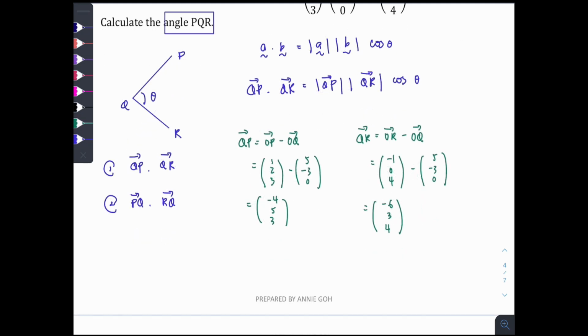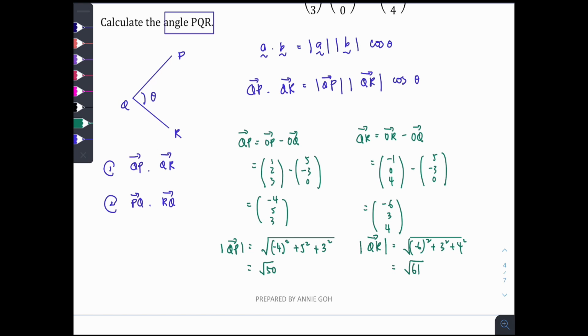And according to the scalar product, you're supposed to find out the magnitude of QP and QR. So now let's find out the magnitude of QP first, which is equal to the square root of (-4) squared plus 5 squared plus 3 squared. Eventually you should get square root 50. As for the magnitude of QR, it is equal to the square root of (-6) squared plus 3 squared plus 4 squared, which is equal to square root 61.